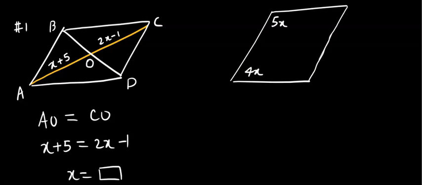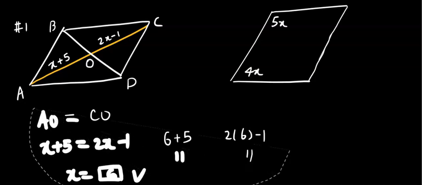Maybe you can pause the video, find what the missing value x is. Okay, do you have 6? 6 it is, so if it's 6 plus 5, that's 11. 2 times 6 minus 1, that's also 11. 6 is good. So when x is 6, this is a parallelogram. Okay, let's look at our next question.